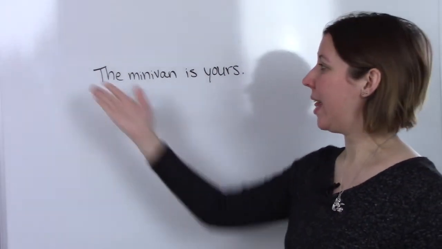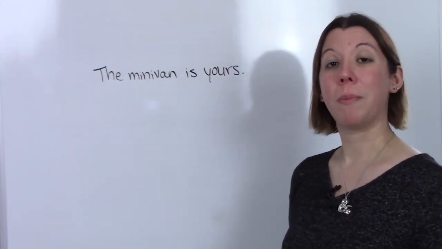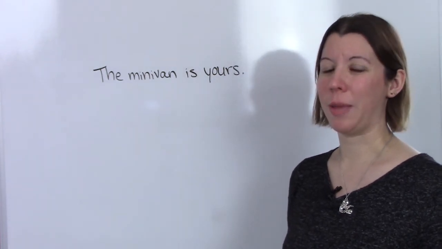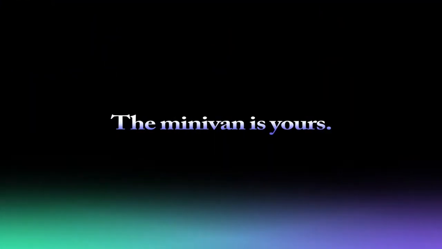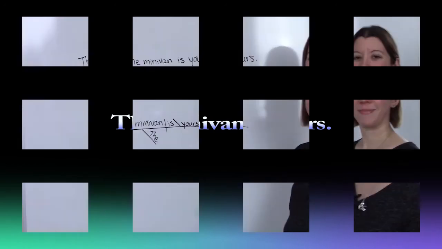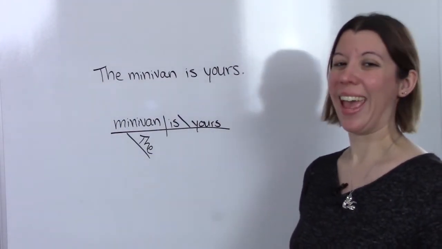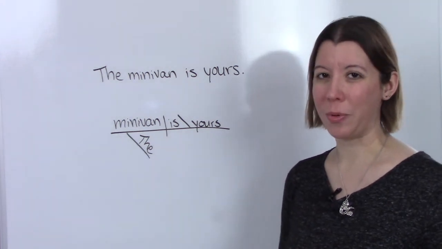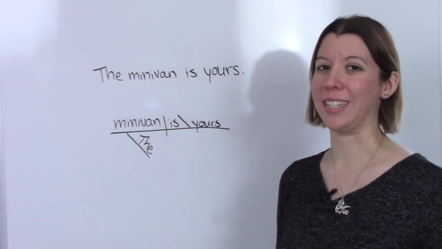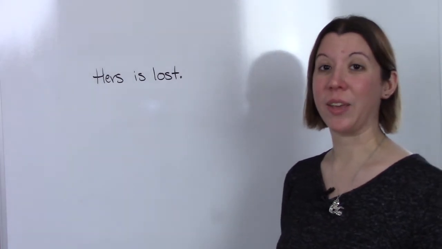Here's your sentence. The minivan is yours. Pause the video, try it on your own, then press play and see if you're right. How did you do? Excellent. Let's continue. One more on its own before I show you several sentences to try. All right, go ahead and try this.